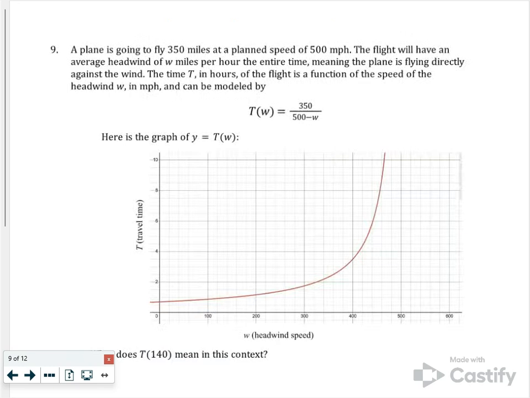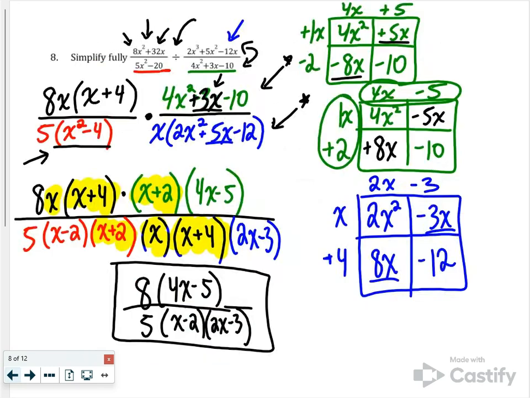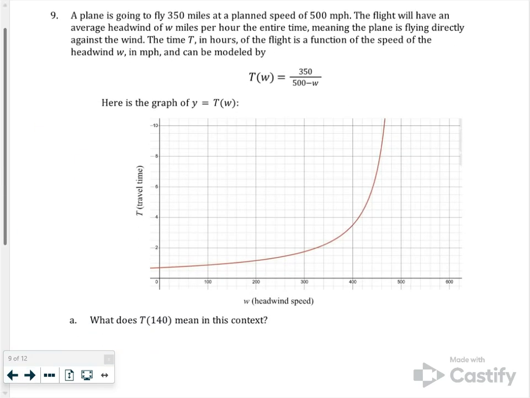All right, let's jump over to, did I jump too many? No, 8 to 9. Okay, so this is an application problem. You are going to see one of these on your quiz. And this one is saying that a plane is going to fly 350 miles at a planned speed of 500 miles per hour. So I think what the key to this one is you need to know that the plane is traveling at 500 miles per hour.